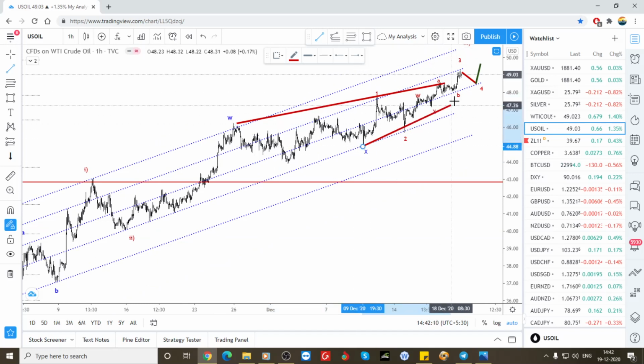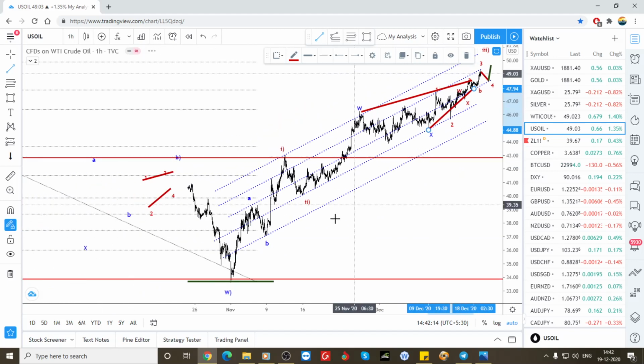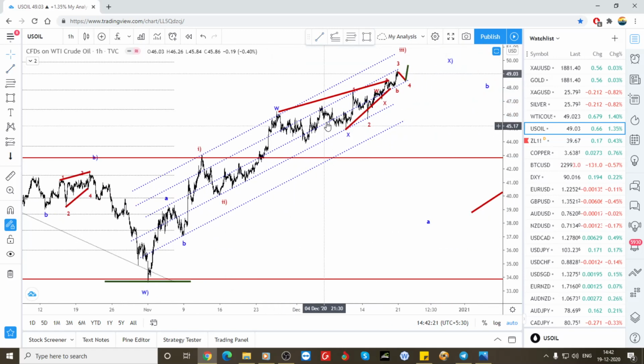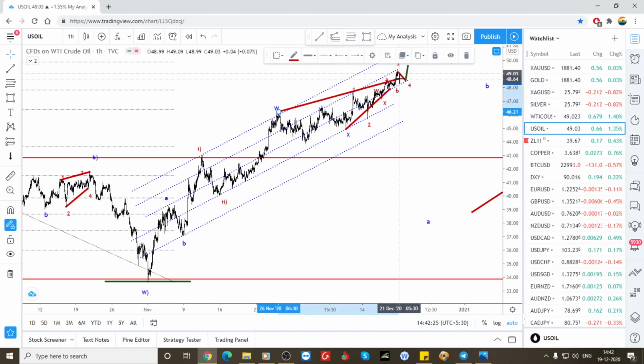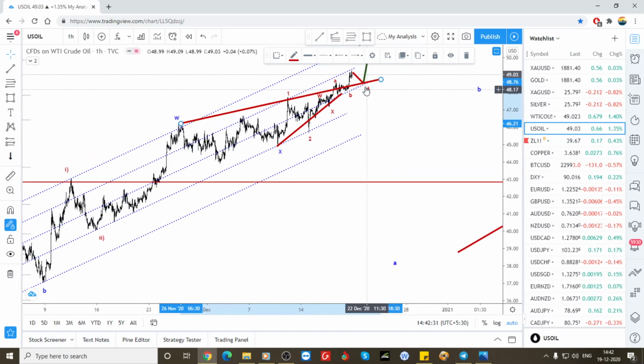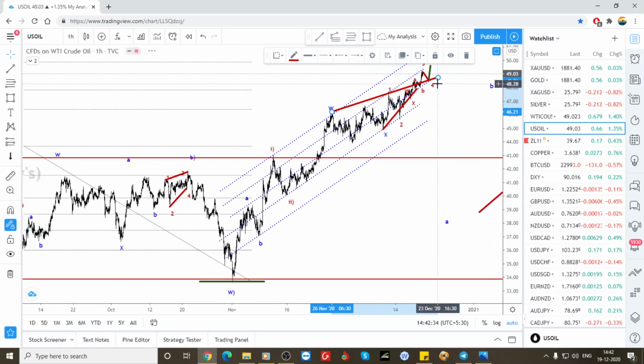At the time this was a wedge formation. So here also ABC, A, ABC B, and C, 1, 2, 3, 4, 5. I counted like that only. This is a wedge formation. So now this wedge formation is broken. What it may do is retest it here, 48.43, and again it can shoot to complete that structure.